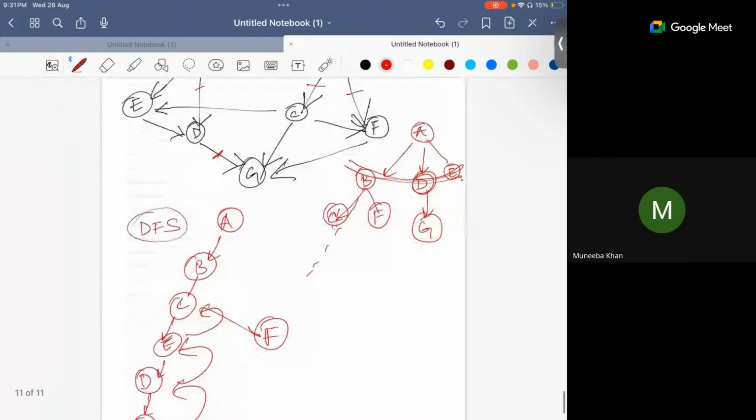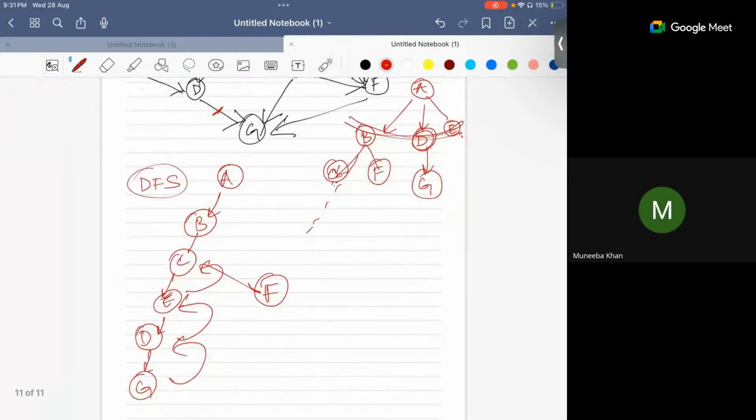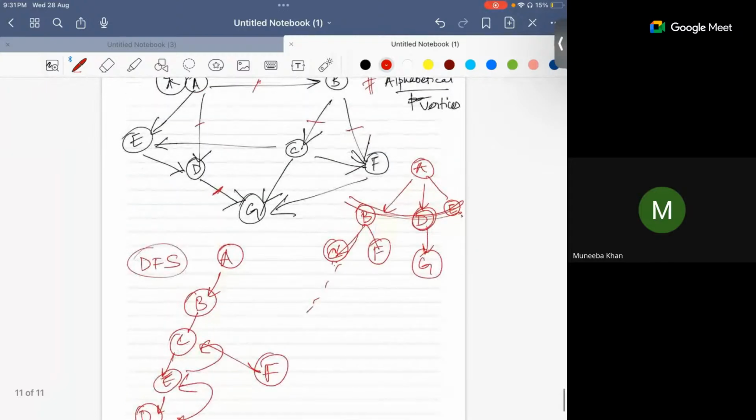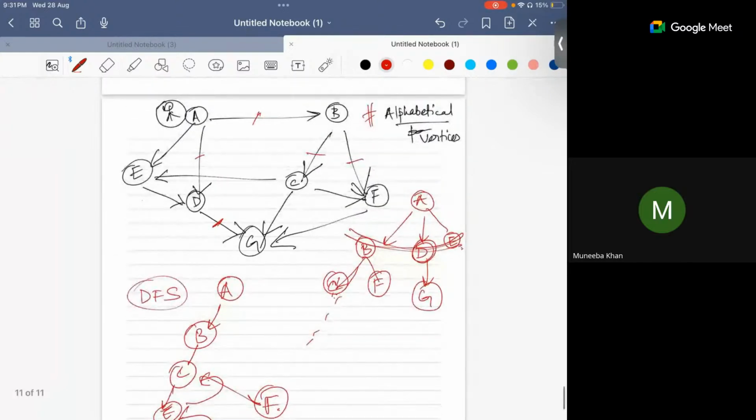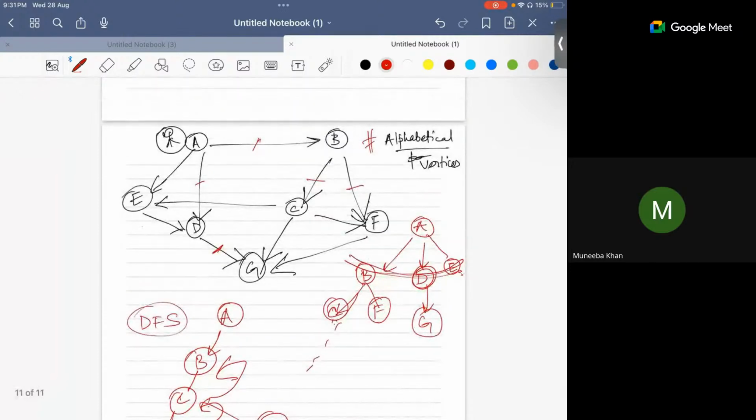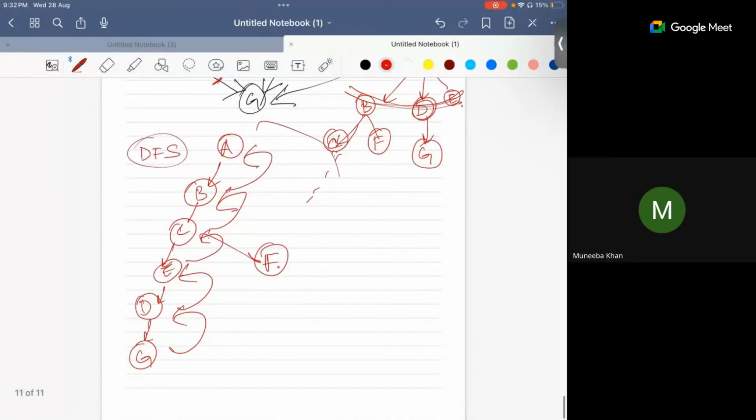From G, I can go to G, but G has already been taken. So I shall not be going anywhere. Okay. So from France, again, I'll go back to C. From C, is there any other option? Egypt is done. France is done. I'll go to B. From B, any other option? Chennai is already done, France is already done. I'll move to A. So America, I can't go anywhere. B done, D done, E done. So this is your DFS.